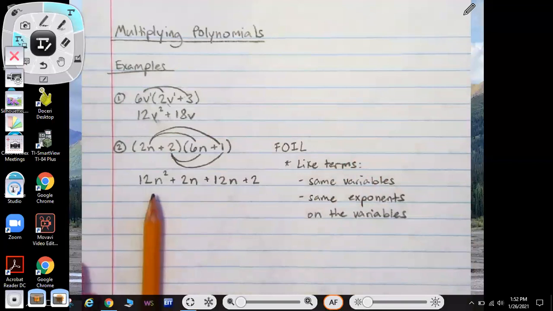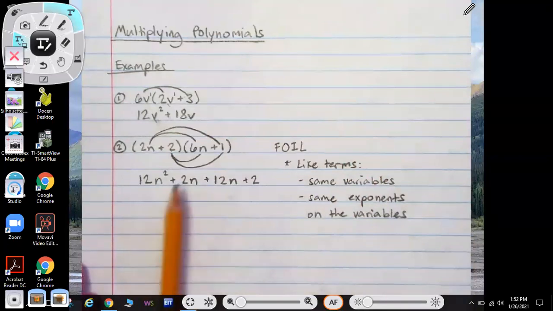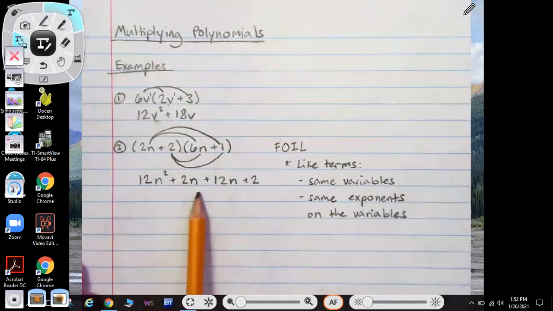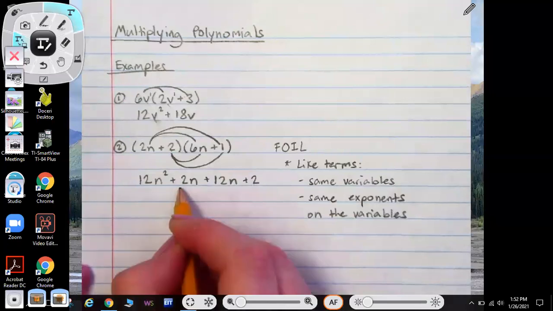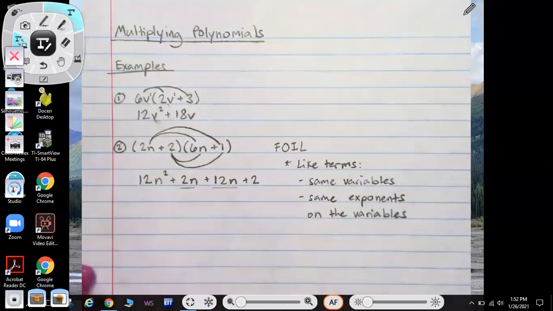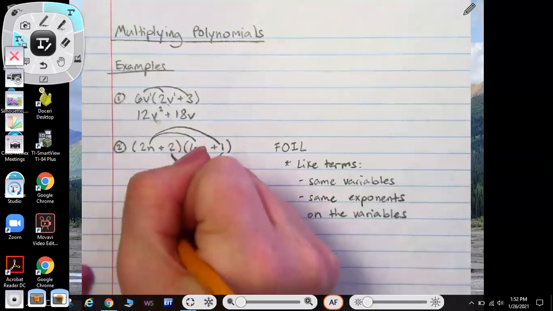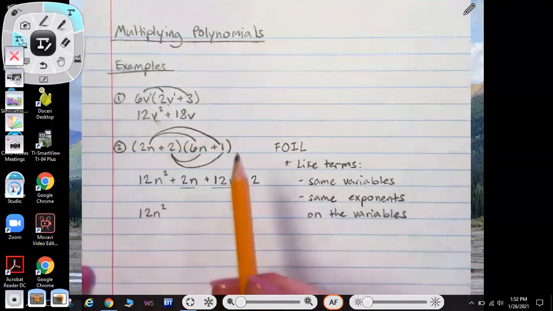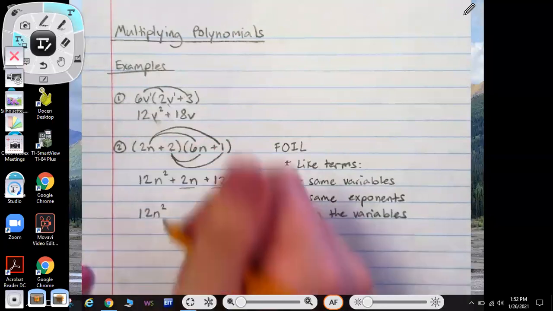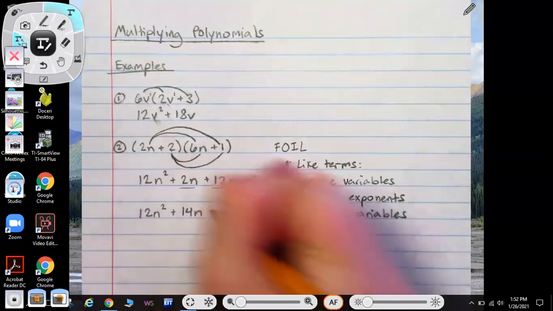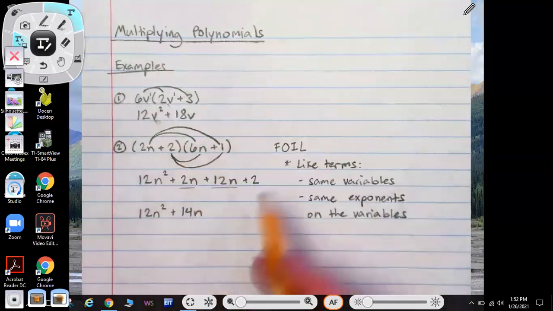So even though both of these first 2 terms have n, one has an exponent of 2 and the other one has an exponent of 1. So those are not like terms. The only like terms we have are 2n and 12n. So we'll add them up. Everything else is going to stay the same. 12n squared, and then when we add 2n plus 12n, we get 14n plus 2.